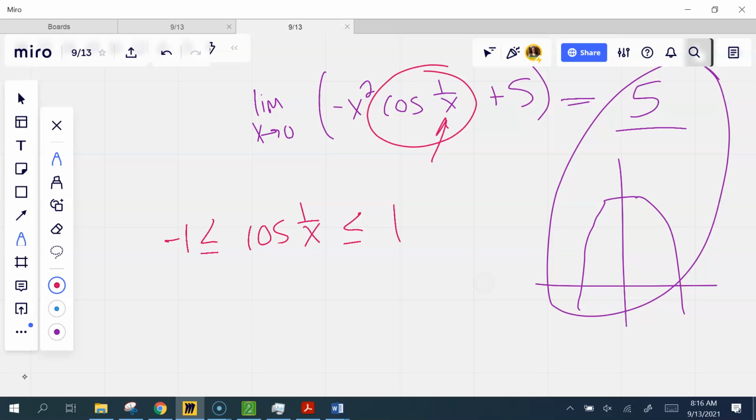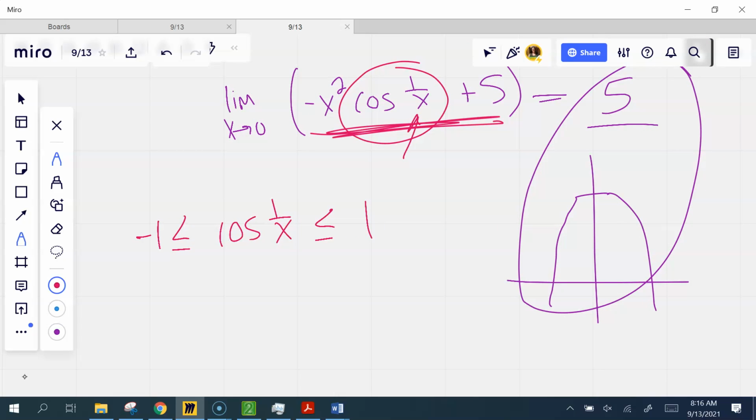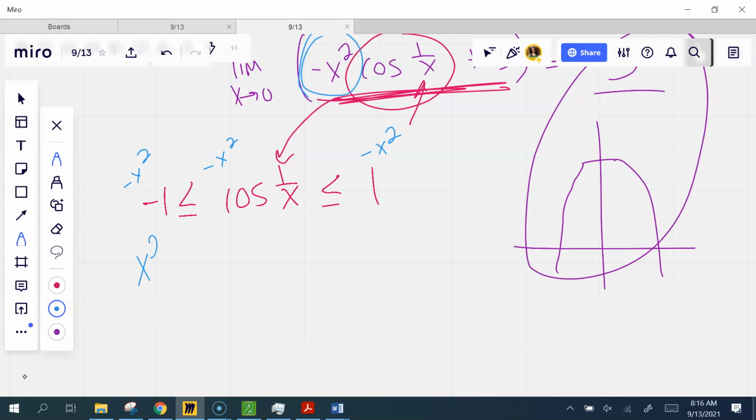Well, so now I need to go through and make the middle look like this. So to do that, I need to multiply by negative x squared everywhere, right? I'm missing a negative x squared, right? So negative x squared, and of course here I'm multiplying by a negative. All my signs are going to flip. It's really not going to matter, but I'll flip them anyway. You multiply an inequality by a negative, it flips that sign around. And now I need to add 5, add 5, add 5, add 5.